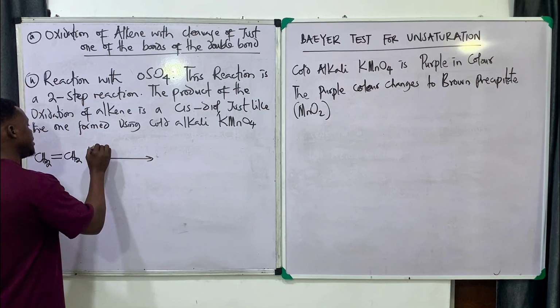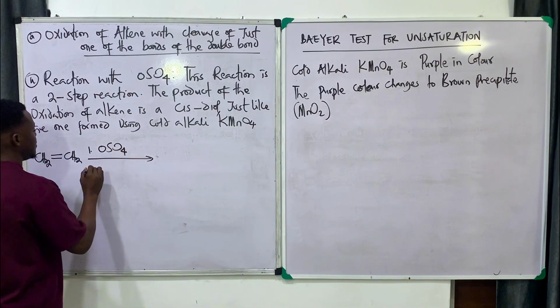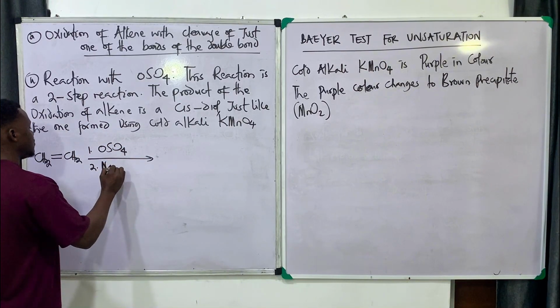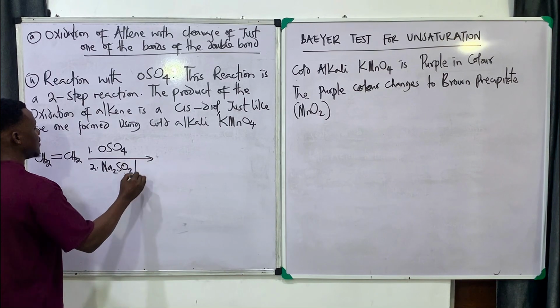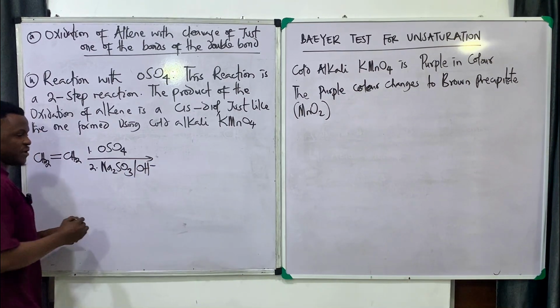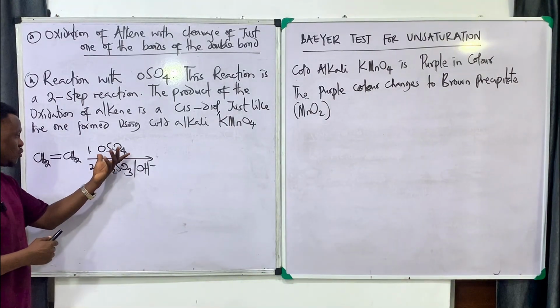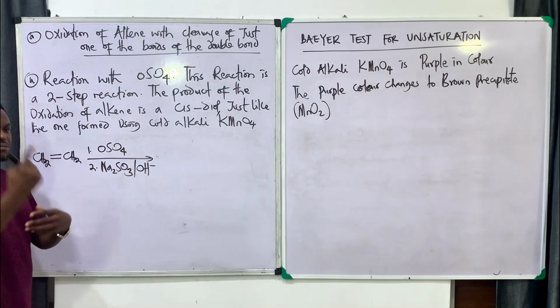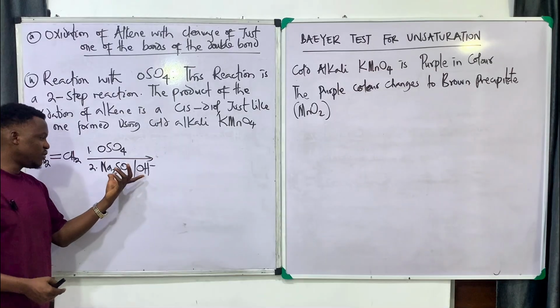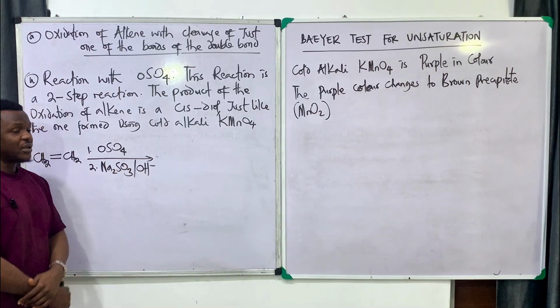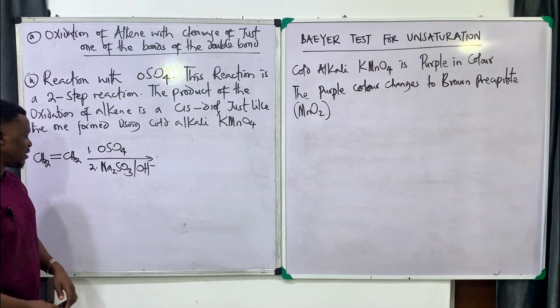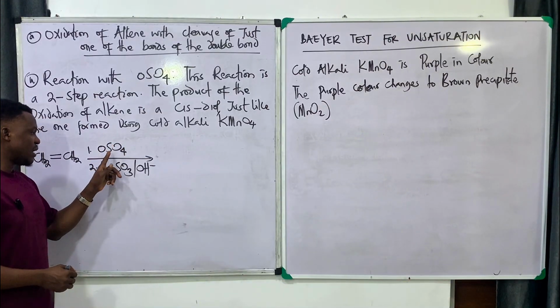Now the first one is reacting this. The second one uses osmium tetraoxide in the presence of a base. All right, so this is the combination. You use osmium tetraoxide followed by treatment with this. If you don't follow it up with this, you cannot get the right product. Take note of that. So this is actually an oxidizing agent.